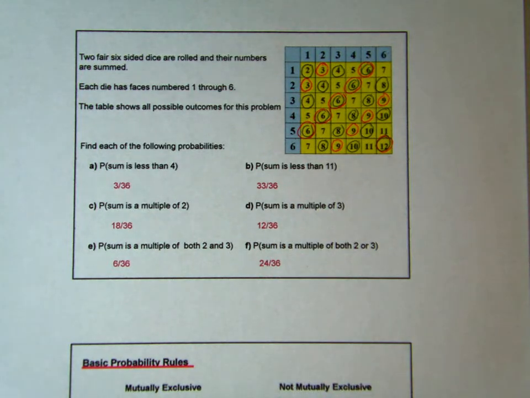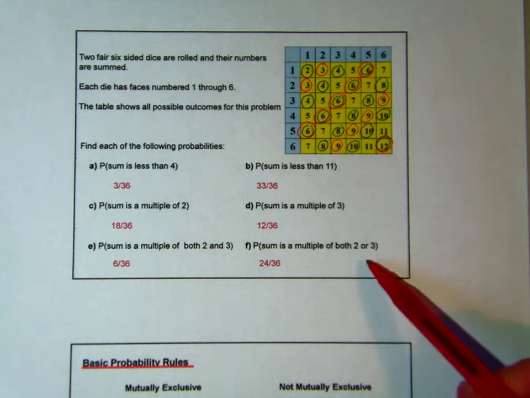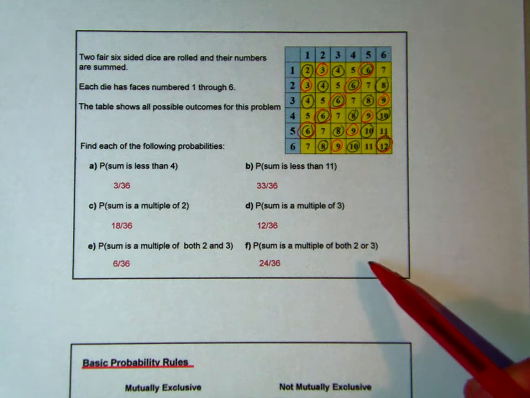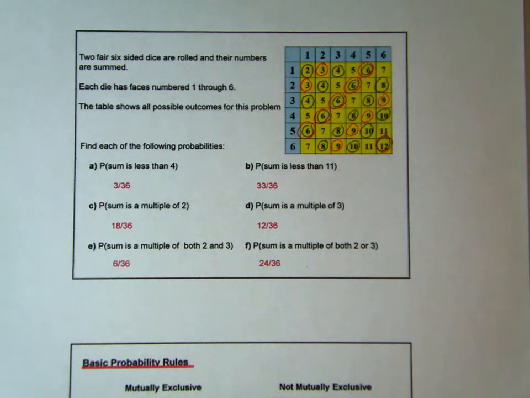All right, last one from this slide. What's the probability it's a multiple of 2 or a multiple of 3? So this means it could be a blue circle, it could be a red circle, or it could be both. When you're doing OR in the probability world, it doesn't mean that they have to be mutually exclusive from each other. It can still be both. So if you count up all the numbers that have either a red or a blue circle, or both, there are 24 of them, so there's a 24 out of 36 chance that you get a sum that's a multiple of 2 or 3.